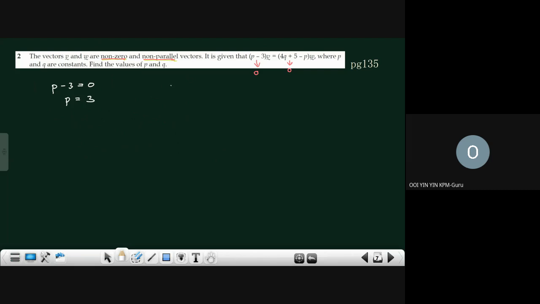Then to find Q, the other side, P, 4Q plus 5 minus P equals 0. Since we already get our P as 3, we substitute in our P here, so you have 4Q plus 5 minus 3 equals 0. Then 4q, 5 minus 3 plus 2 equals 0. So your 4q equals negative 2, and your q equals negative 1 over 2. Here goes your answer: p equals 3, and q equals negative 1 over 2.